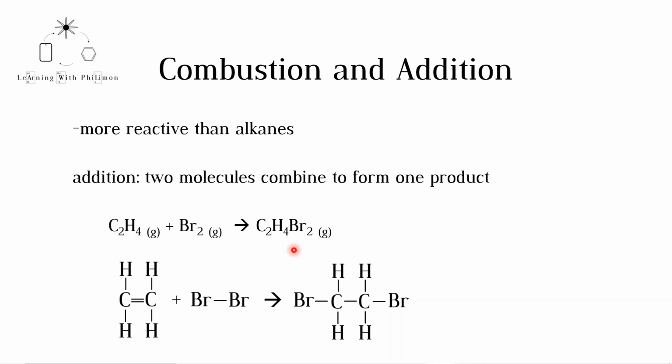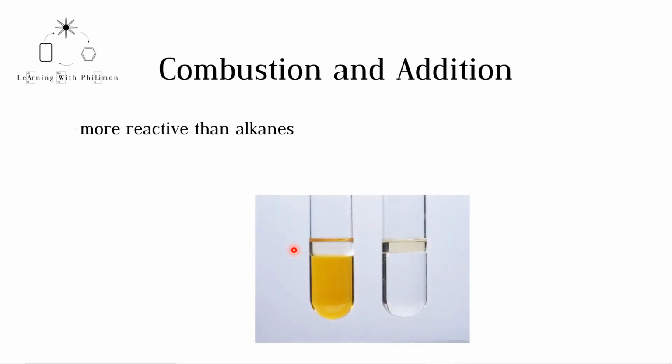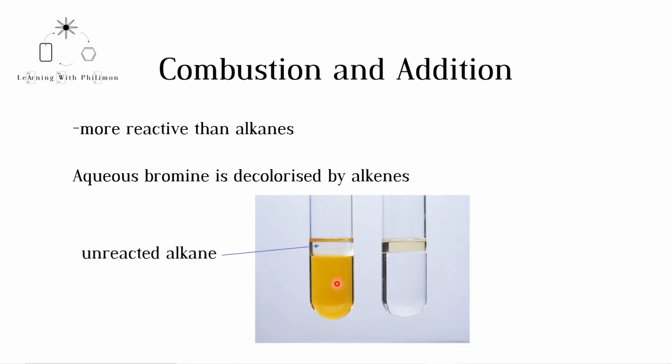This is a very common test that can be done in the lab to distinguish between alkanes and alkenes. An aqueous bromine solution has an orange-brown color. When added to an alkane, there is no reaction and the solution retains its color. Remember that alkanes react with halogen only in the presence of UV light. When added to an alkene, there is a reaction and the solution is decolorized, turns colorless.